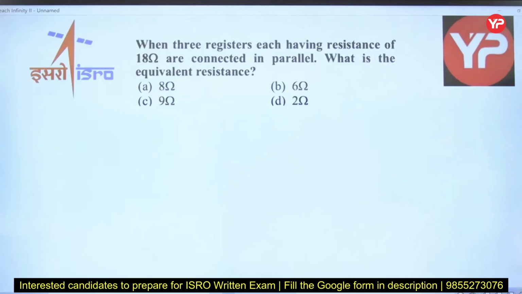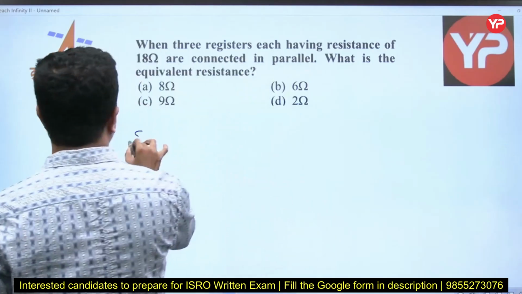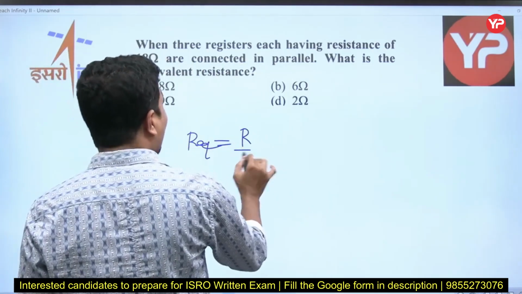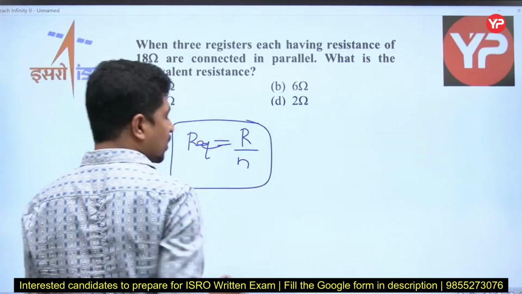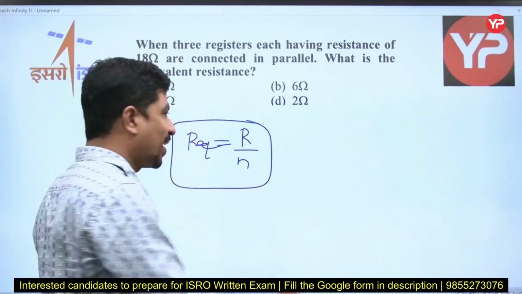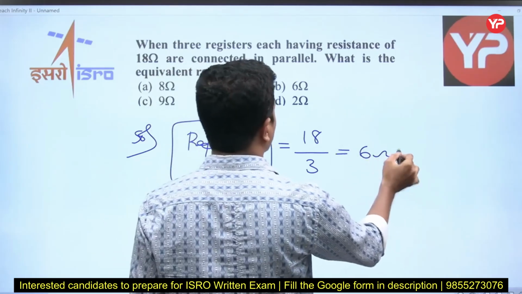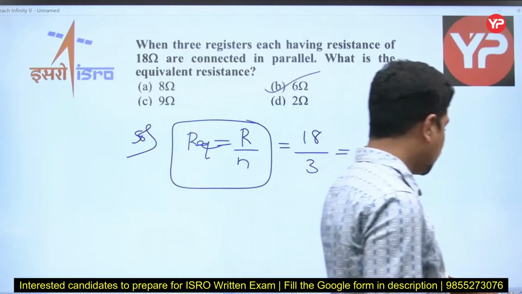Next question. When 3 resistors, each having a resistance of 18 ohm, are connected in parallel, the equivalent resistance is... This is also a direct question. R equivalent is equal to R by N when N resistances of equal value are connected in parallel. Here R is 18 and the number of resistances is 3, therefore it is 6 ohms. Option is B.